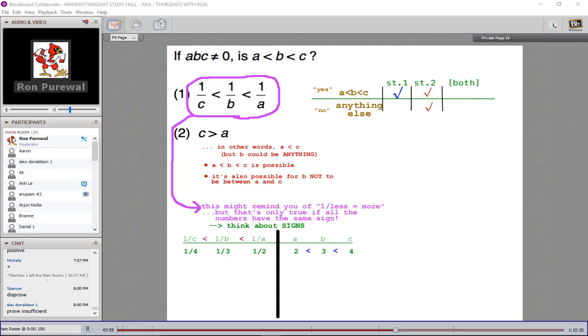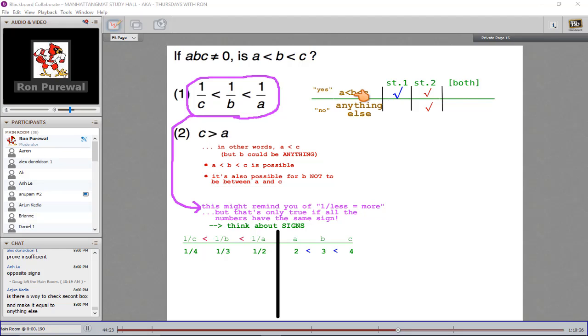What are we specifically trying to do? Remember, don't use words like disprove and prove insufficient. Those are not goals. We need to get A, B, and C in an order that is not A less than B less than C. I mean, we need to get them out of this order, is the point.